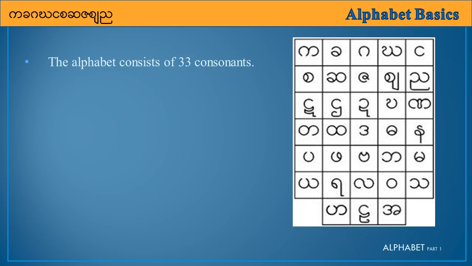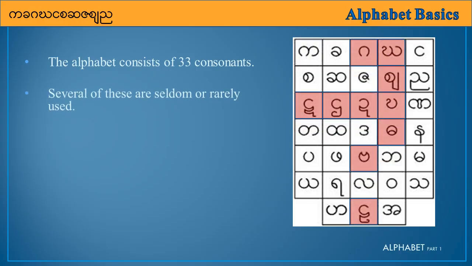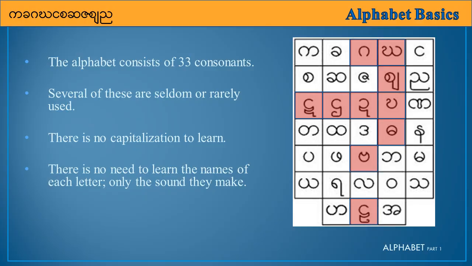First of all, there are not 33 different sounds. Several of the consonants have identical or nearly identical sounds. Several on this list are seldom or rarely used. There's also no capitalization to learn, nor are you going to see them italicized. Lastly, remember there's just no need to learn the names of the letters. Just learn the sound they make. Now, before we begin with the first two letters, let's review some methods that have helped individuals to memorize these letters.